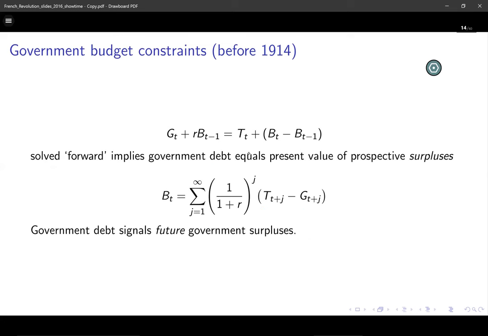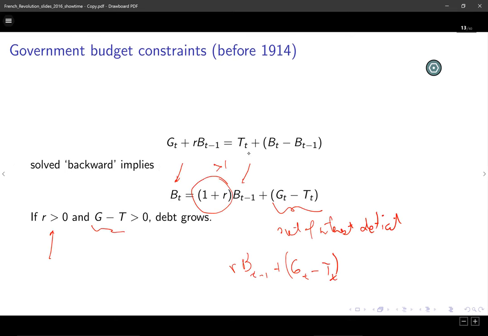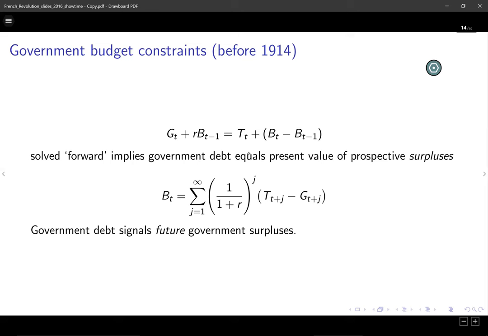Okay, so again, this is a difference equation, and you can solve a difference equation either backwards or forwards. You could ask which is true. They're both true. They're different characterizations. This tells you how past stuff got us to where we are today. What this is going to tell us is we're going to take the same difference equation and view it as something like what my friend John Cochrane calls an asset pricing equation. It looks like one. We're going to take the same difference equation and solve it forward.